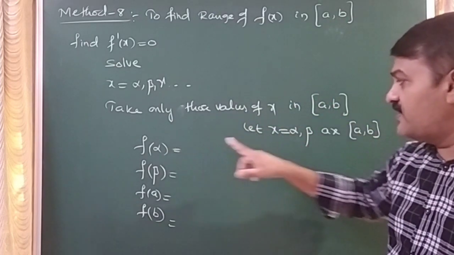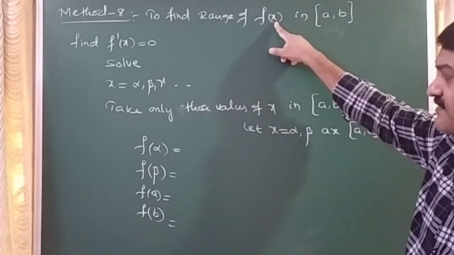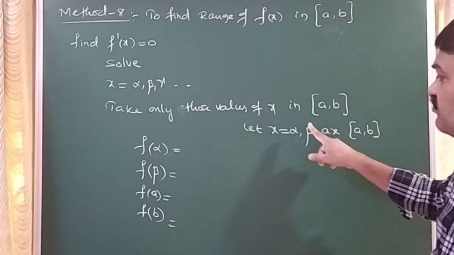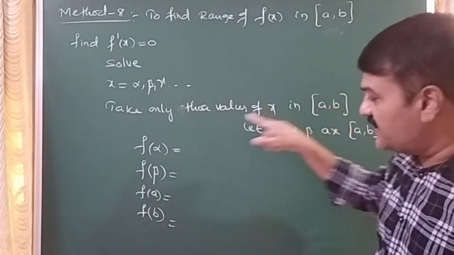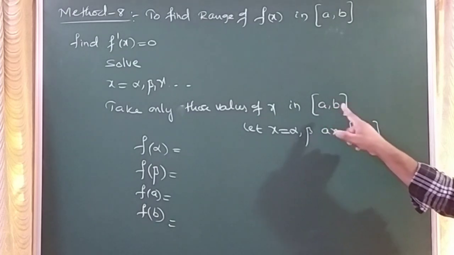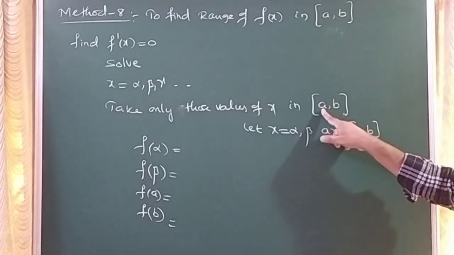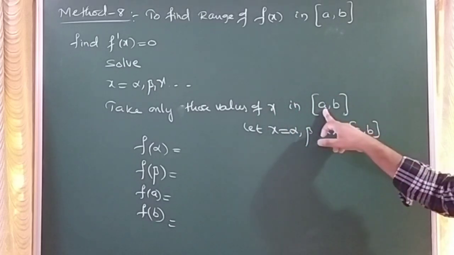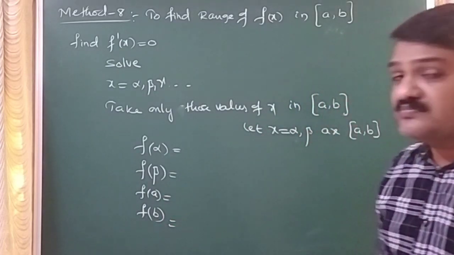Find f of alpha, means substitute these two in the given function. Substituting alpha in the function, f of alpha. Substituting beta in the function, f of beta, and also choose the end values of the given interval. Means also substitute a comma b in the given function. So find f of a and f of b also.